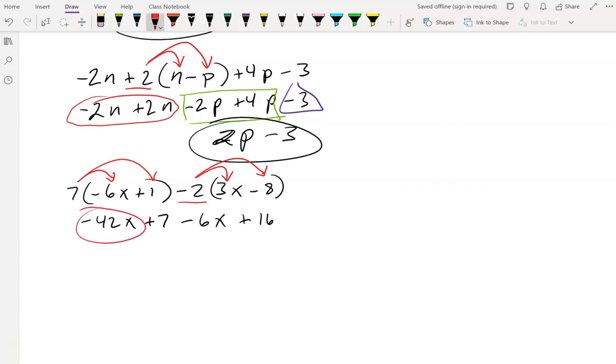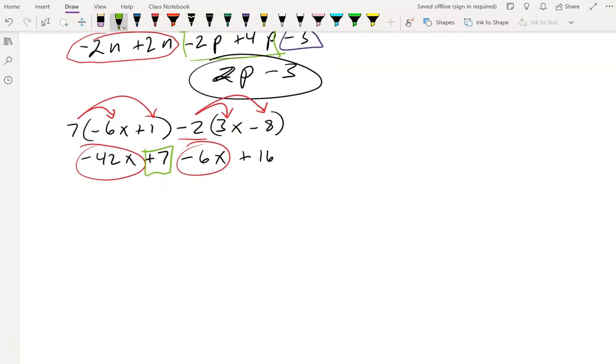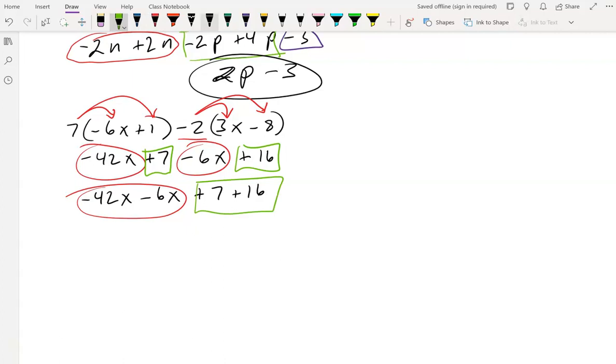I see negative 42x, negative 6x. I see positive 7, positive 16. Let's combine all our like terms together. Negative 42x minus 6x plus 7 plus 16. We have our red circle terms together, and we have our green rectangle terms together. And so negative 42 minus 6.